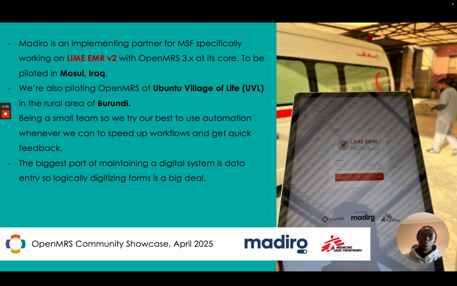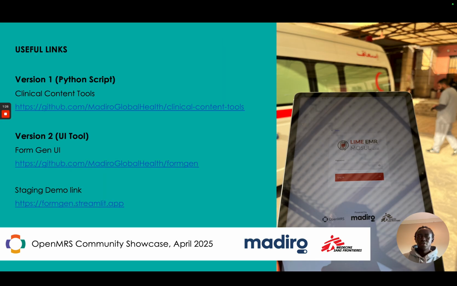So us being a small team, we try to use every opportunity to automate some of our workflows and speed up the process of getting feedback, right? Because sometimes you can spend too much time working on something, and as you have gone really deep inside, you find that maybe this is missing, or this has to be rediscussed or rethought. A big part of digitizing an EMR is obviously form entry, and that's why forms are a big deal as far as EMRs are concerned. Now, in the past, we demoed, I think actually at the conference, the V1 of this, which is a tool that would convert Excel sheets into JSON forms in a matter of seconds, right?